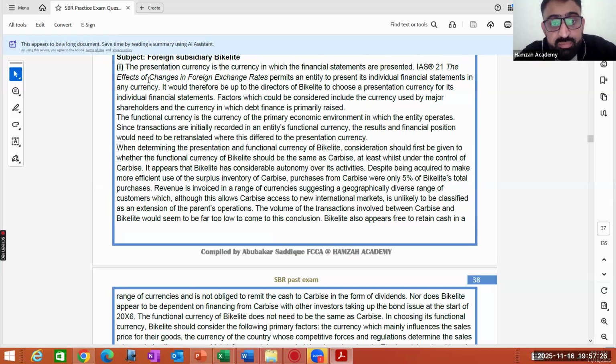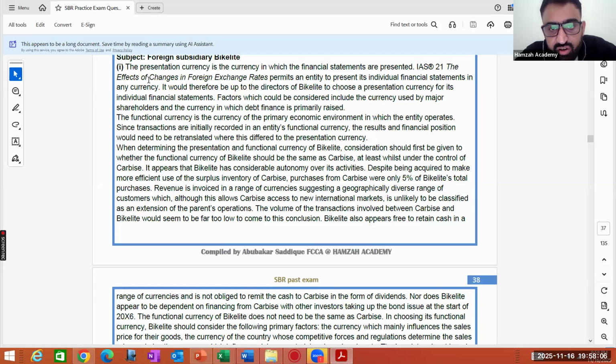Now, the requirement was: what are the presentation and functional currencies? First of all, we need to define them and how the B will determine the presentation and functional currency. So the presentation currency is the currency in which financial statements are presented. IAS 21 permits an entity to present its individual financial statements in any currency. It would therefore be up to the directors of the B company to choose the presentation currency for its individual financial statements. Factors which could be considered include the currency used by the major shareholder and the currency in which debt finance is primarily raised. The functional currency is the currency of the primary economic environment in which the entity operates.